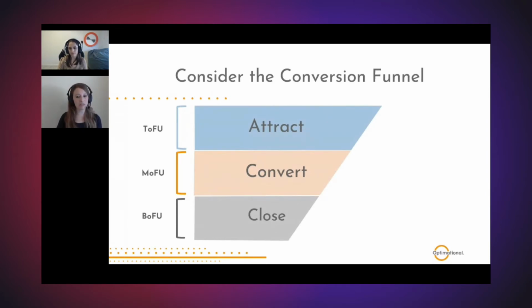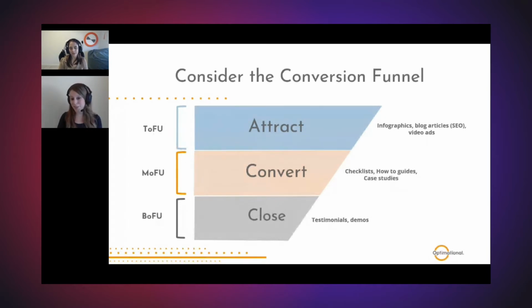Then we have the middle of the funnel, which helps turn visitors into leads through content that helps potential buyers determine what the best solution for their challenge is. For instance, landing pages, email marketing, and forms.